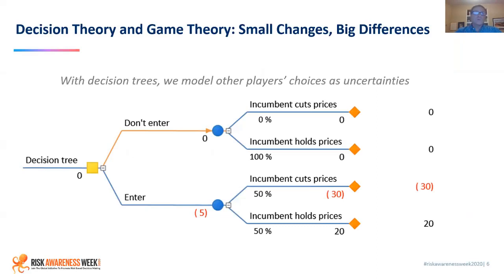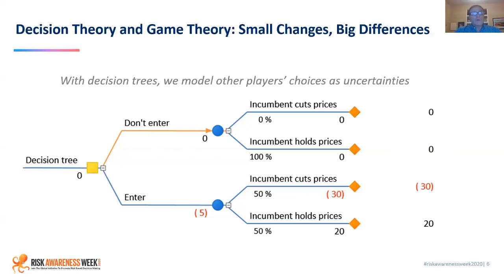So think about this simple example. Here we have a decision tree, which probably most of you are familiar with. And these are used, of course, in decision analysis quite often. In this decision tree, a player has a decision to make about whether to enter a market or not. Now, the incumbent then has to choose whether to cut or hold prices, but you'll notice that there is a chance event node, a circle there, and there's some probability about whether the incumbent will cut or hold prices.